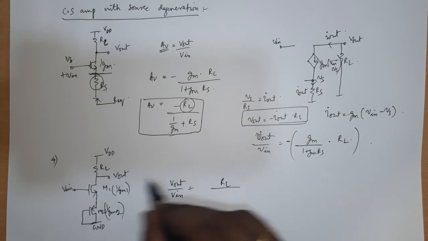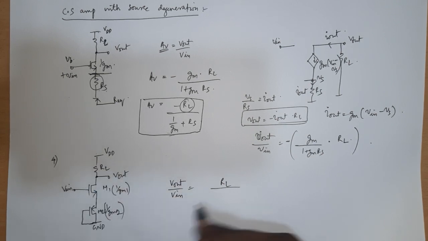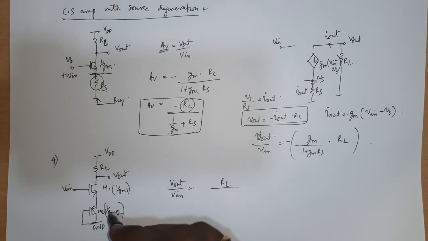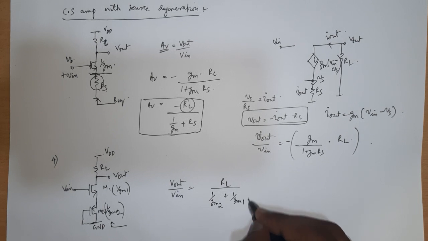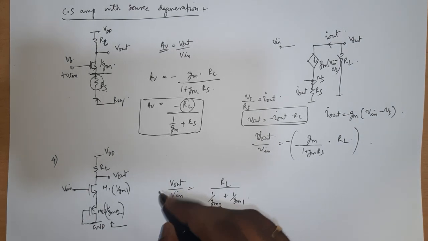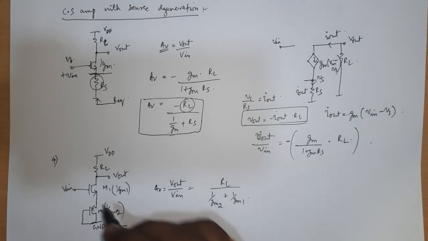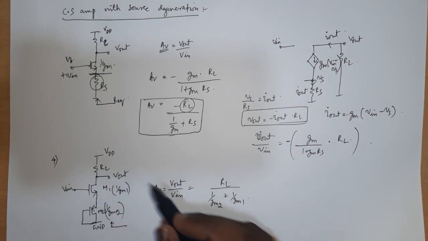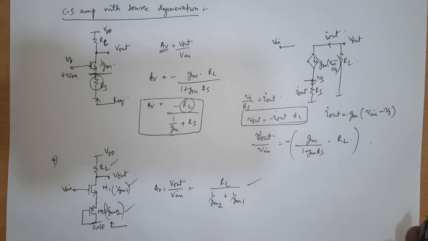So first of all, my load resistor will come in the numerator, from output to the ground node, and then in the denominator I have, looking in this side, my equivalent impedance, which is nothing but 1 over GM2 plus 1 over GM1. It's as simple as that. This is my gain. So you need not calculate it every single time. Once you know the quiescent operating points of the transistor, GM1 is known, GM2 is known, RL is anyway given to you, you can calculate the gain very easily like this.